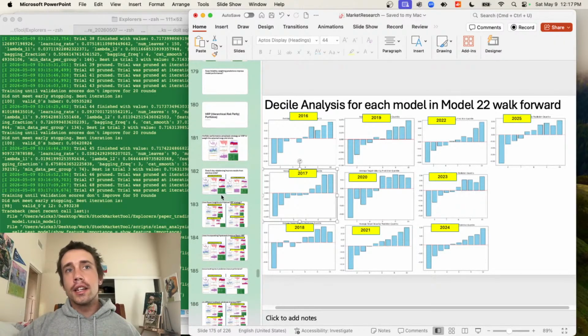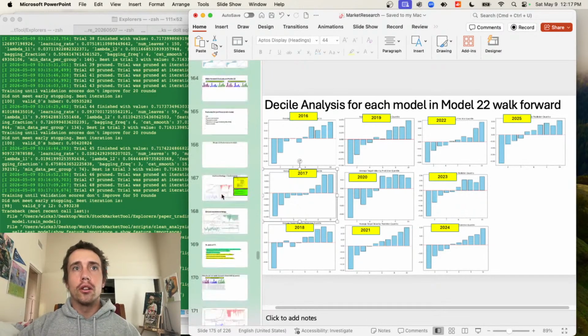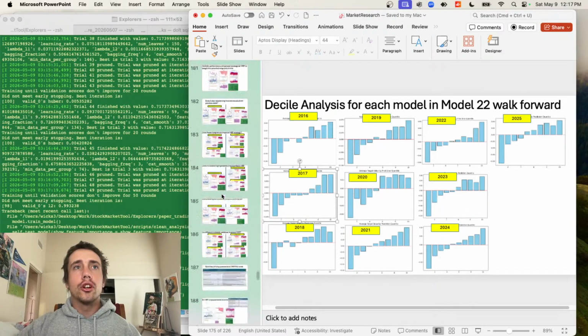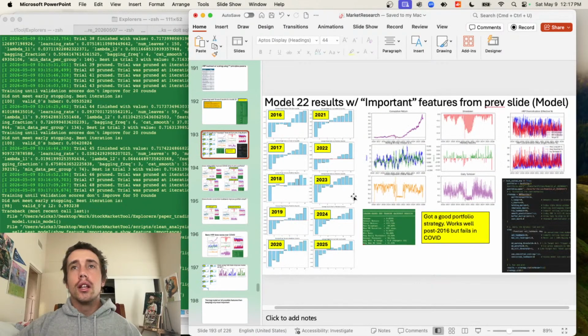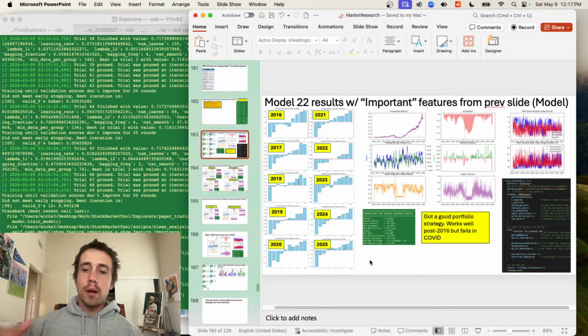So the next thing I wanted to do was improve this model a little bit. And so I looked at how it performs if I just trim some features out of the model. I dropped everything out of the model that in the walk forward analysis had a coefficient of variation above 1 and a mean importance.